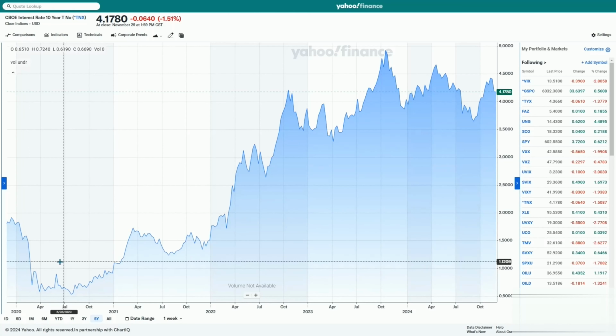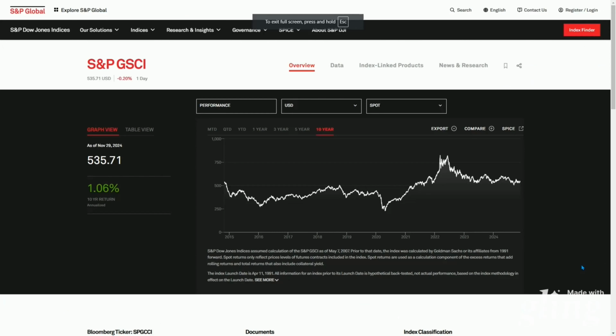10-year US Treasury yield, it has been above 3% for a couple of years now, but it's stuck at this 4.18% level. This is more an indicator of future inflation rather than a measurement of past inflation. Goldman Sachs Commodity Index, the 10-year annual growth rate is 1.06%.